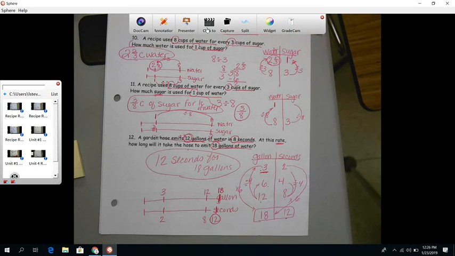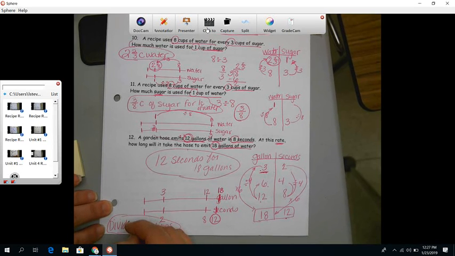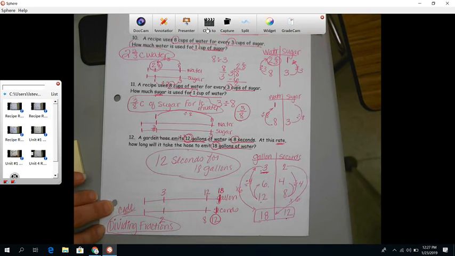So I'm going to give you a code word. All right, here's our code word for today. Our code word is dividing fractions. So I want to see the code word dividing fractions on my paper. That's your code word. So make sure we have our code word.